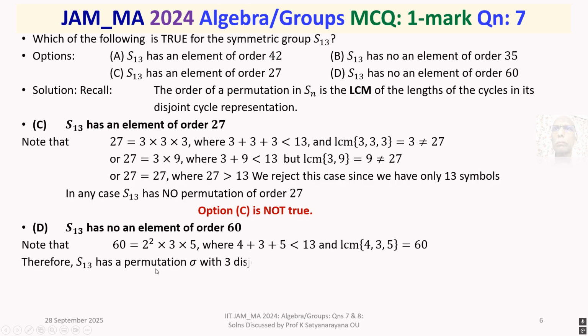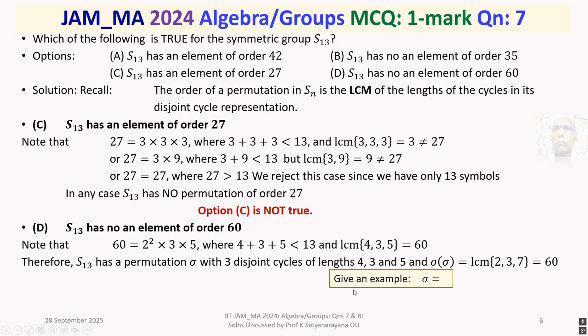Therefore, S13 has a permutation sigma with 3 disjoint cycles of lengths 4, 3 and 5. And the order of sigma is the LCM of 4, 3, 5. It is not 2, 3, 5. There is a print mistake here. I am sorry for that. So the LCM is not even 237. It is 435. There is a mistake. I am sorry for that.